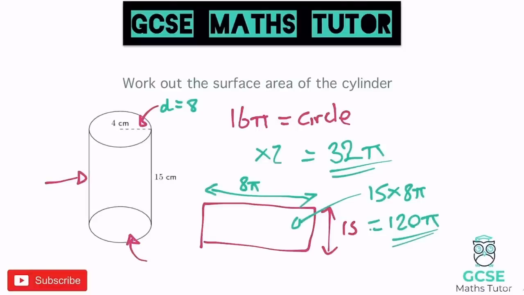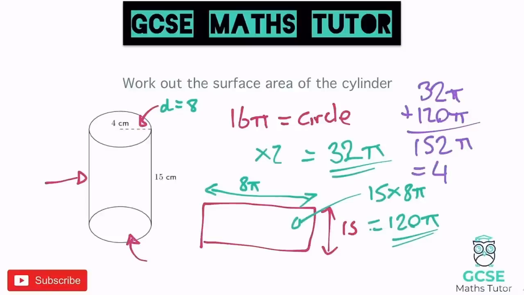All we've got to do to finish this off is add these 2 together. So we have 32 pi, add 120 pi, and in total that gives us 152 pi. Again, we could just write this as a decimal, but 152 pi comes out as 477.5 to 1 decimal place, centimetres squared for surface area, and there's our final answer.